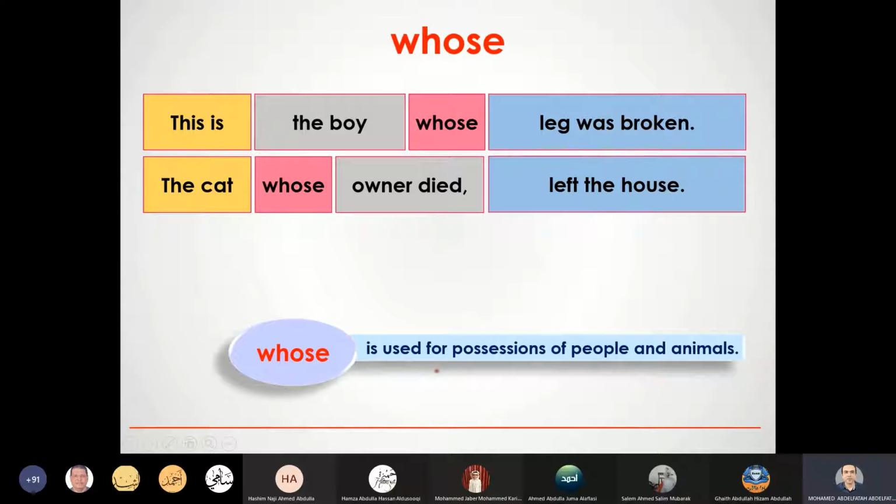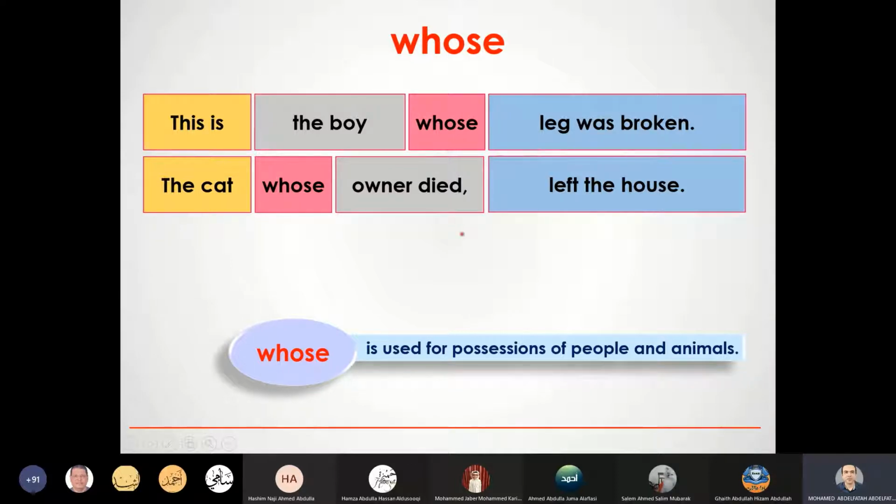Whose is used for possessions of people and animals. In the first example, I am talking about the boy. The boy is a person. The boy is one of the people. So you can use the relative pronoun whose.